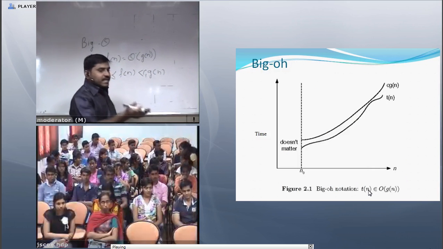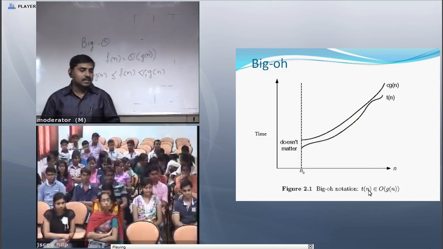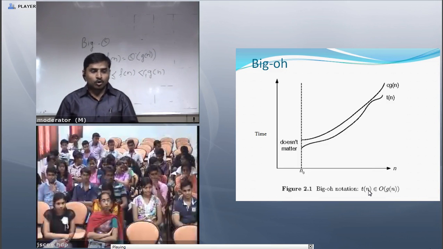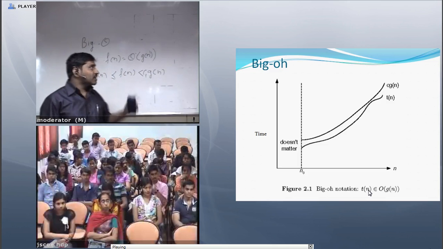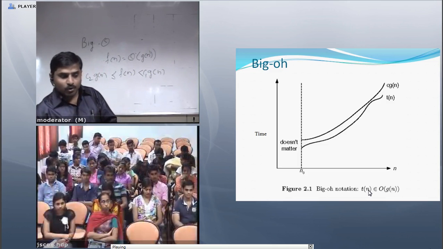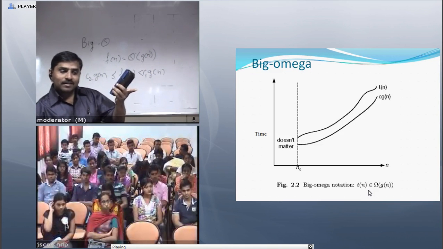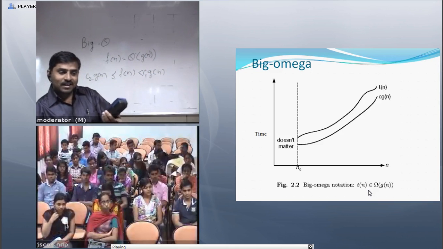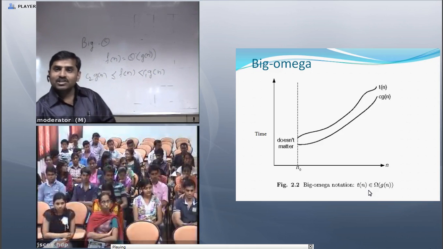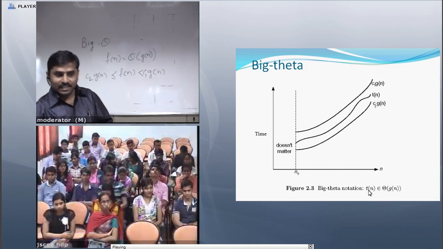Now we will see the same in the diagram. This is big O notation. I just replace f of n with t of n: T of n belongs to big O g of n. Next, big omega: we can see t of n belongs to omega g of n, and the same thing we will see by using big theta.